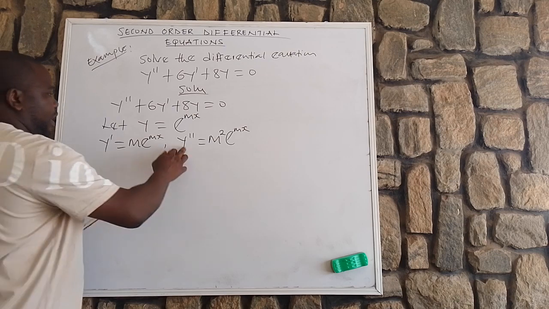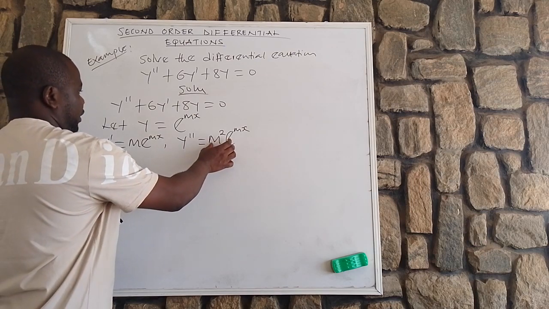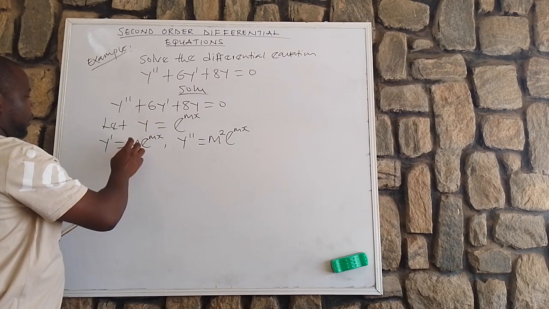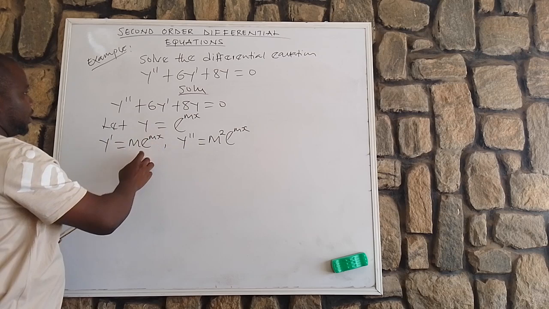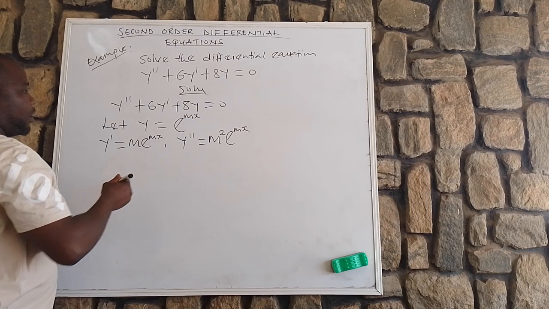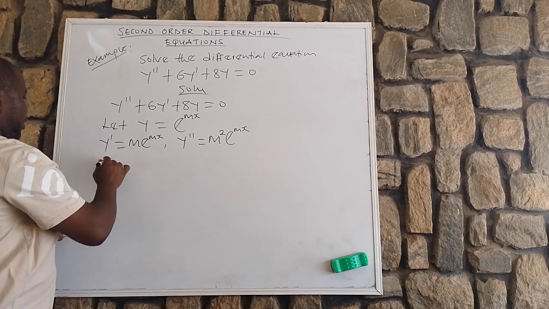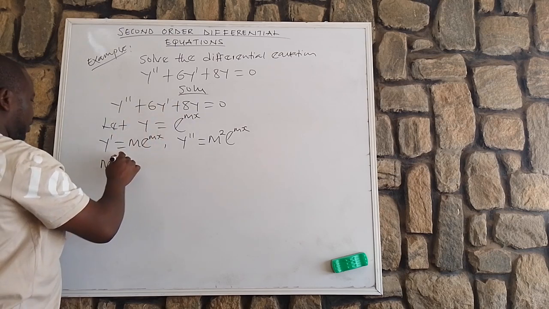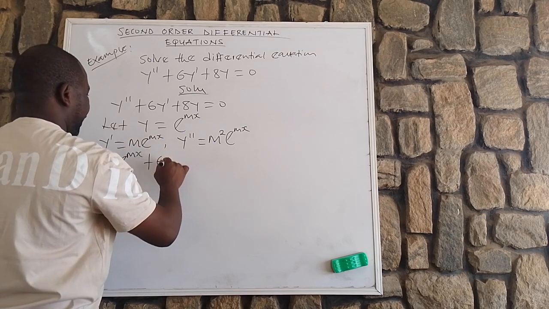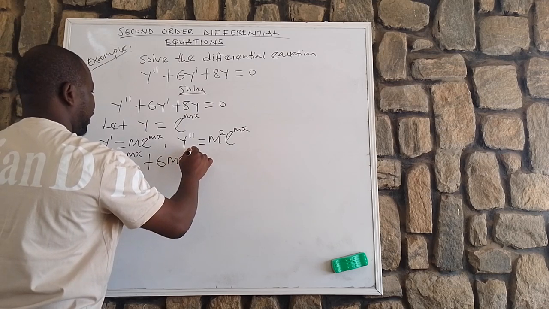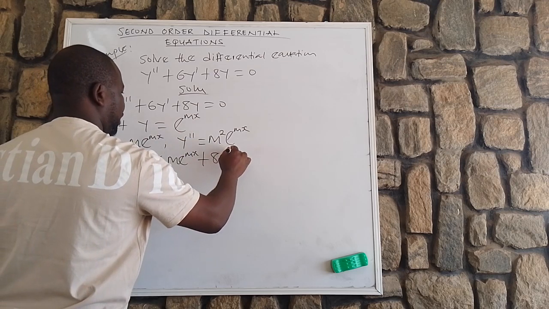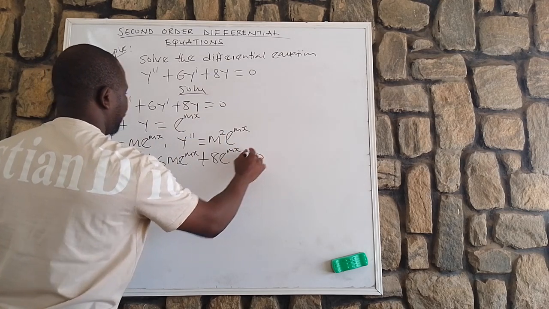So anywhere you see y double prime is m squared e^(mx). Then anywhere you see y prime is m e^(mx). Anywhere you see y is e^(mx). Okay, so let's write it. If so, this differential equation will now be in this form: m squared e^(mx) plus 6 times m e^(mx) plus 8 times e^(mx) equals 0.